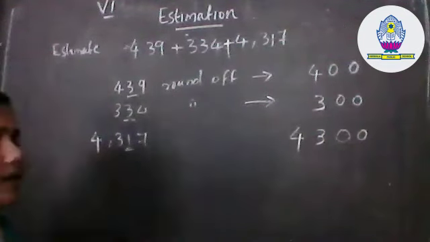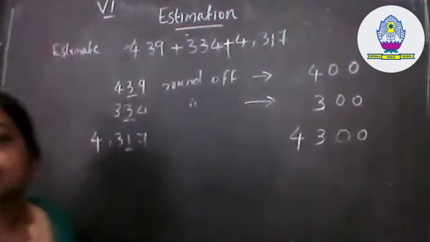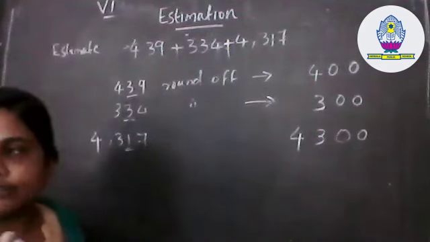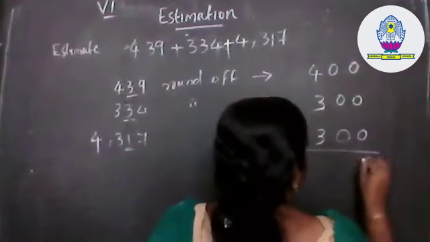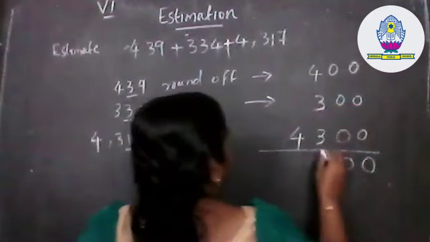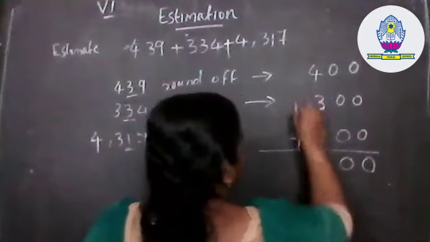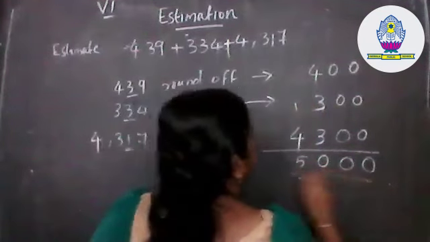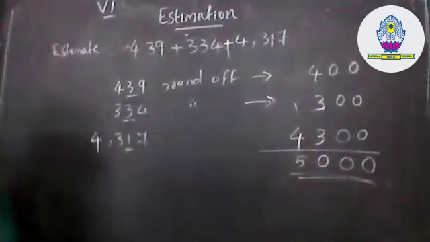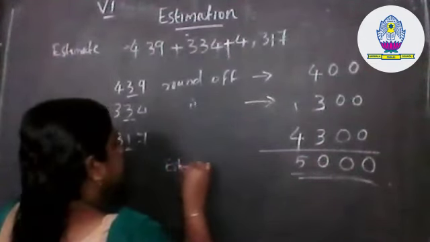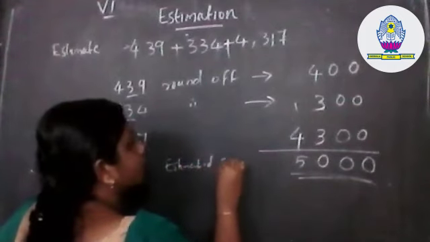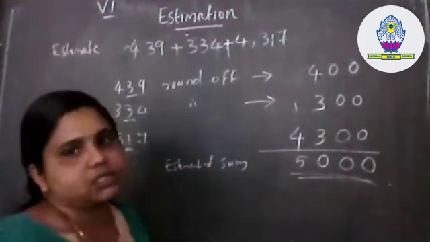There are no changes there. 1400 is less than 5. So we add these numbers: 0 0 1 5. So the answer is 5000. So the nearest or estimated sum is equal to 5000. Clear?